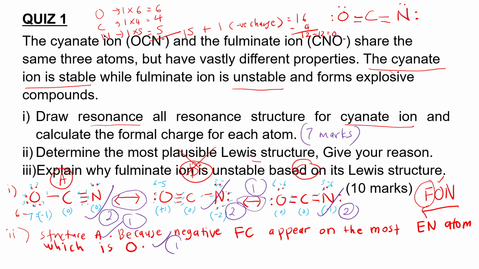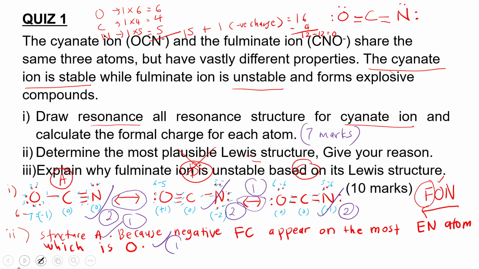Okay, I got several answers that state that the formal charge appears on oxygen. Actually that is quite correct, but you don't state that the most electronegative atom is oxygen. Okay, you just say negative formal charge appears on oxygen. You must state that oxygen is more electronegative than nitrogen.